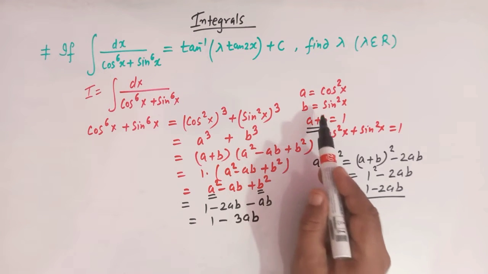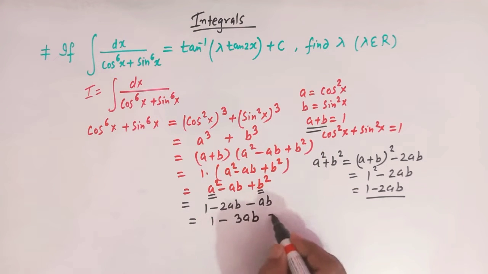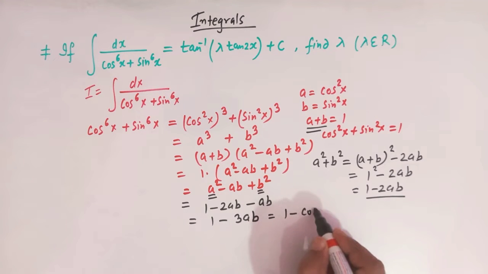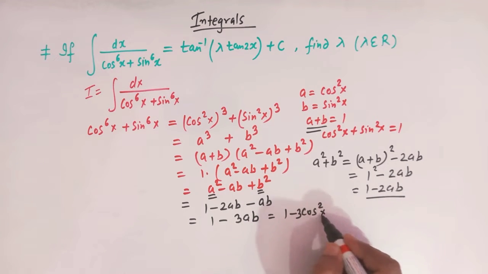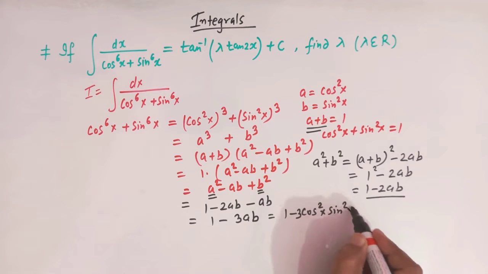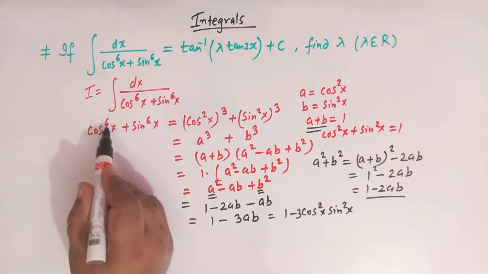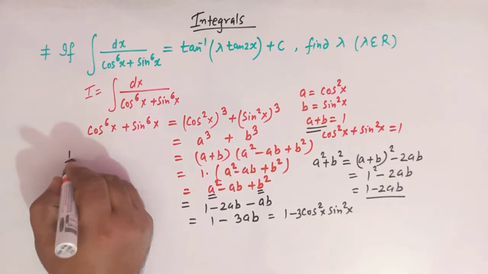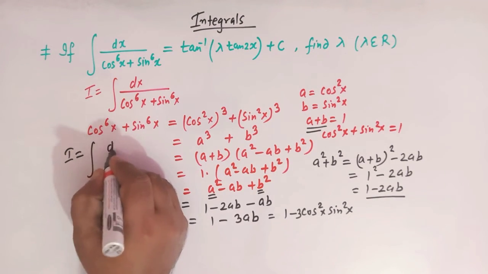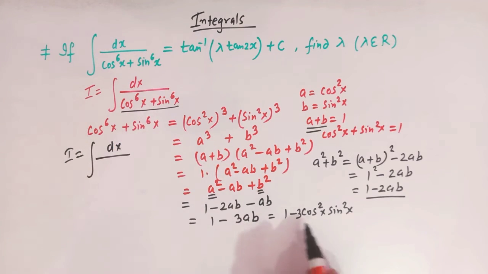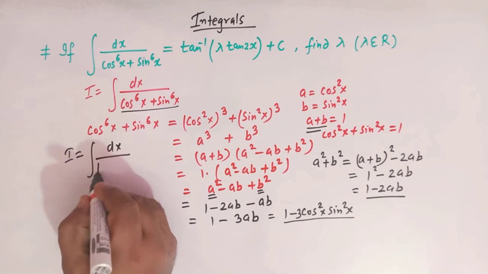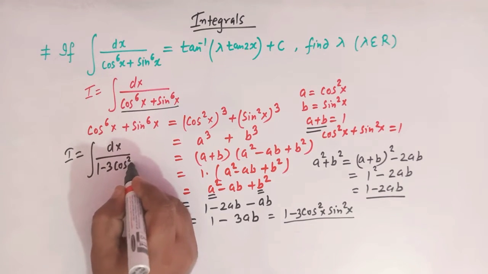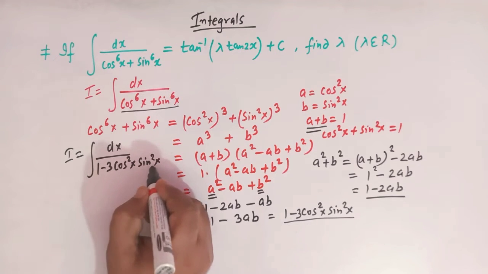And now we can substitute the values of a and b over here. So we have 1 minus 3 times cos square x and sine square x. So for cos 6x plus sine 6x, we have 1 minus 3 times cos square x times sine square x. Now let us write our integral I as dx over 1 minus 3 cos square x sine square x.